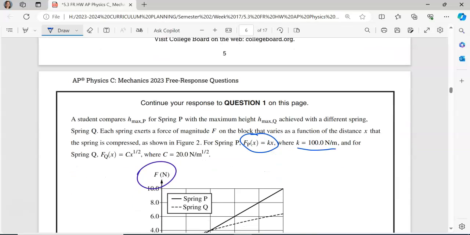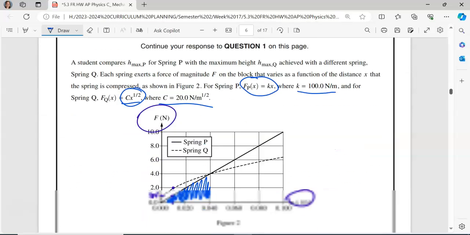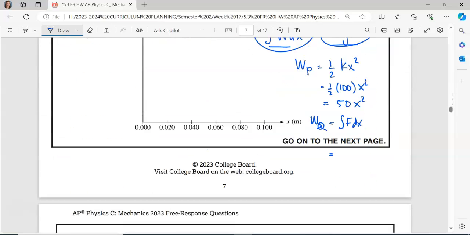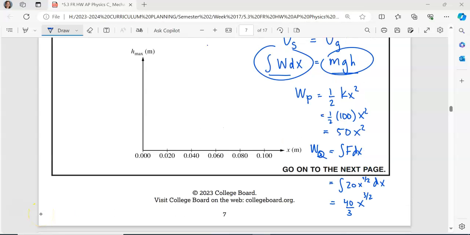So they tell us f is c k to the 1/2, where c is 20. So that is going to be the integral of 20x to the 1/2. If we go ahead and integrate that, that will be 40/3 x to the 3/2. Okay.